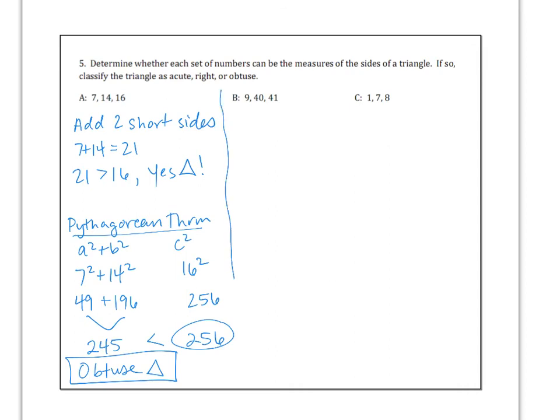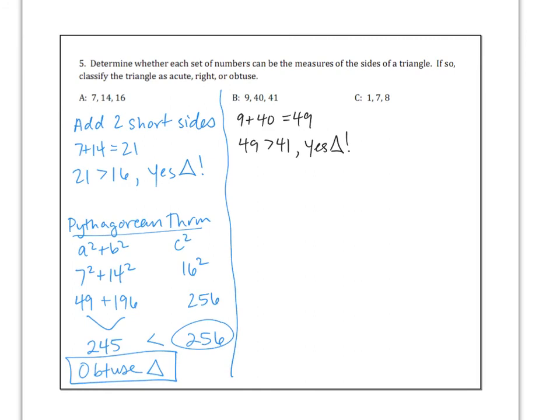Let's try another one. Let's try part B. So part B, we're going to try to figure out if 9, 40, and 41 can be the lengths of the sides of a triangle, and then if so, what kind of triangle will it be? So first, remember you add your 2 short sides. So a 9 plus 40 is 49. If that is greater than your third number, then it works. Well, 49 is greater than 41, so yes, we can make a triangle.